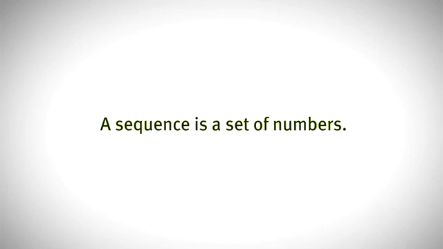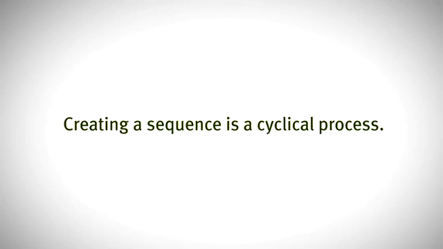A sequence is a set of numbers generated by taking some number as your starting point and then plugging that number into a given formula to get a second number. This second number becomes the second element in the set, and so on. Creating a sequence is a cyclical process. Once we have a second number, we can generate a third, and so on and so forth. Basically, a sequence involves generating new numbers by plugging the newest number back into the formula that generated it.